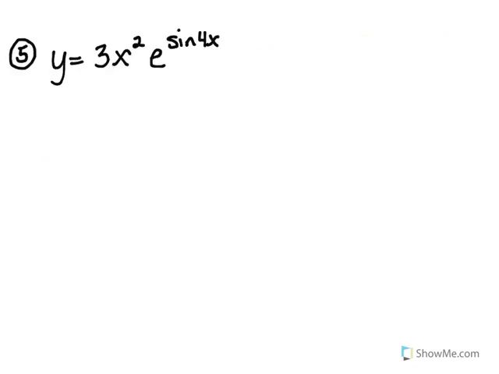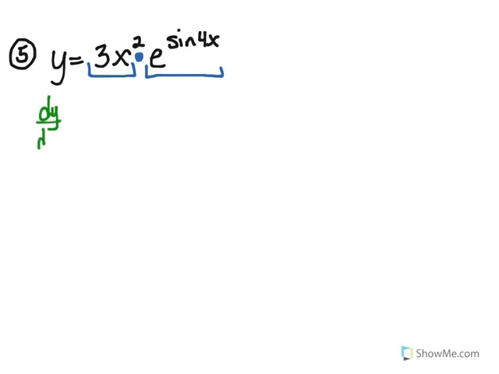And now for our final example. This one has a little bit more to it than the others did. When I look at y equals 3x squared e to the sine 4x, there's a lot going on. But the first thing I notice, there's a product here. So I have to do the product rule. So let's get this started.